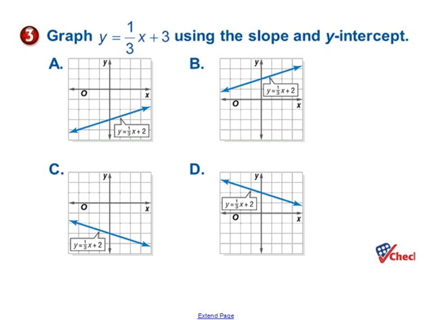Graph y equals 1/3 x plus 3 using the slope-intercept form. One of these is correct. Well, the first thing I'm going to check is the y-intercept. I'm going to see that it goes through the point 0, 3. Since this one goes through 0, -3, not right. Since this one down here goes through 0, -3, can't be right. Since this one goes through 1, 2, can't be that one because it should go through 3.